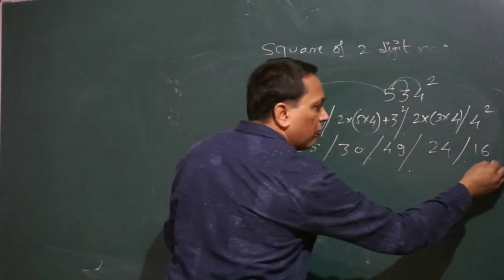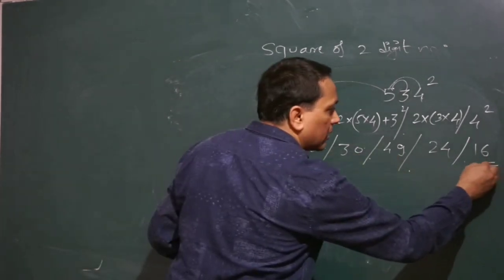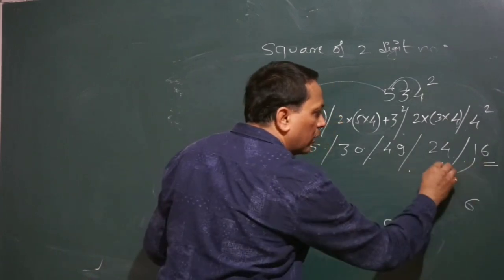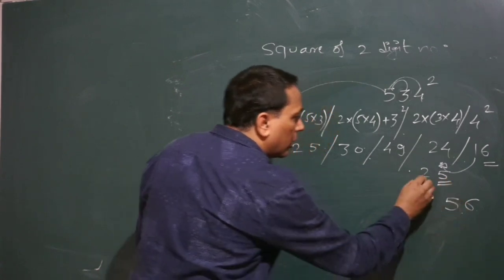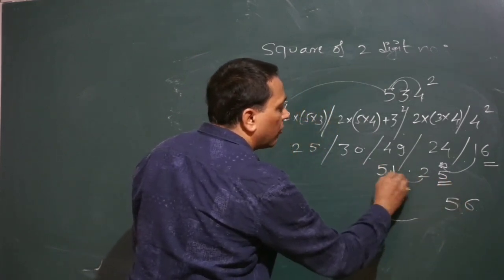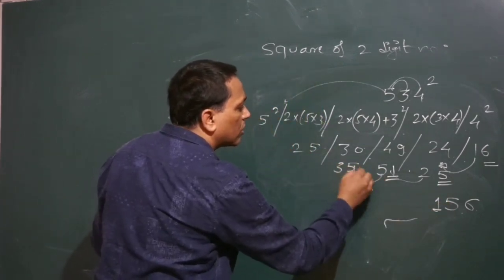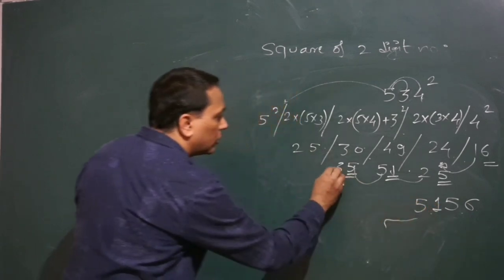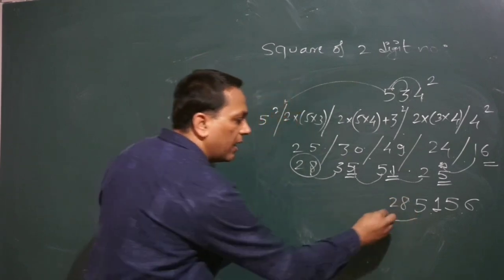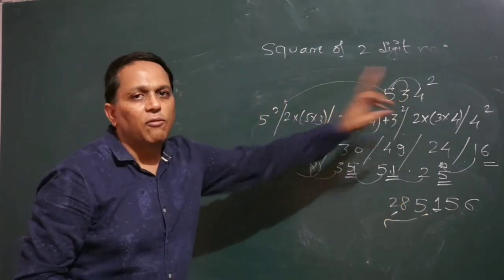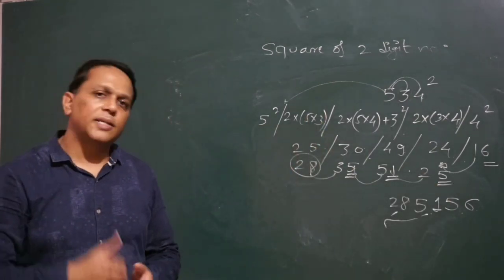Again, we need only one digit from all these parts except the first part. So we take the answer as 6, the unit digit. We add 1 to this part, this number becomes 25, we write 5 in the answer. 2 is added to this part, this number becomes 51, we write 1 in the answer. 5 is added to this part, this number becomes 35, we write 5 in the answer. 3 is added to this part, and this number becomes 28. So the final answer is, the square of 534 is 285,156. Let's see one more problem.